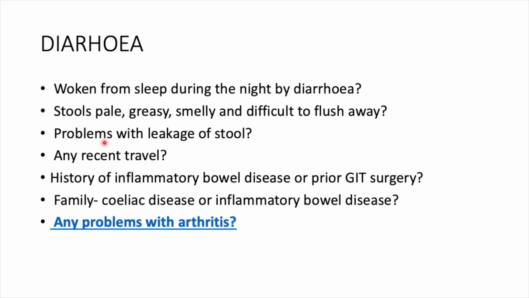Specifically ask about leakage of stool, because many patients may not give the history unless you specifically ask for it. Any history of recent travel. And the history of inflammatory bowel disease, prior GIT surgery should also be asked for. Family history of celiac disease or again inflammatory bowel disease, and ask about history of any associated arthritis.